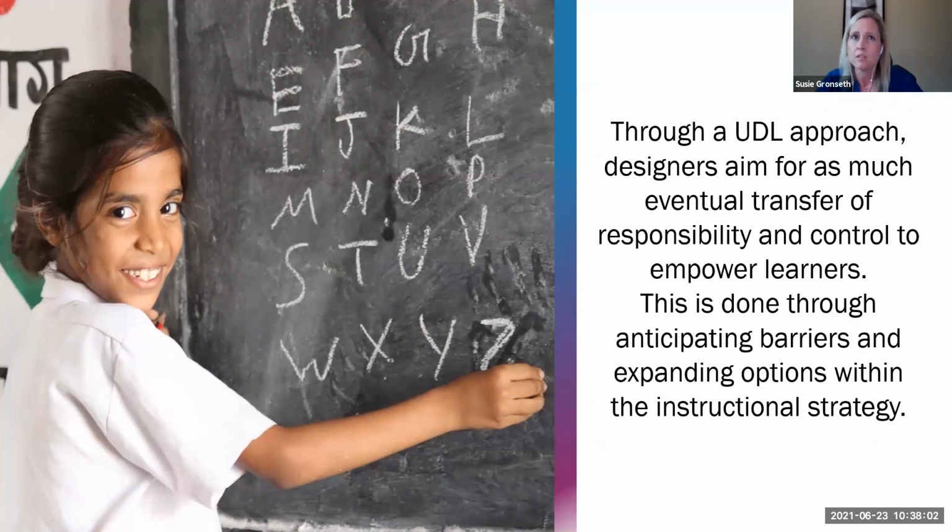It's about thinking through what potential barriers there might be, and that can be a moving target. I mean, COVID this past year has given us a lot more food for thought as designers about what barriers and challenges our learners might be experiencing. And then trying to anticipate those and incorporating options so that there could be multiple pathways to accommodate.